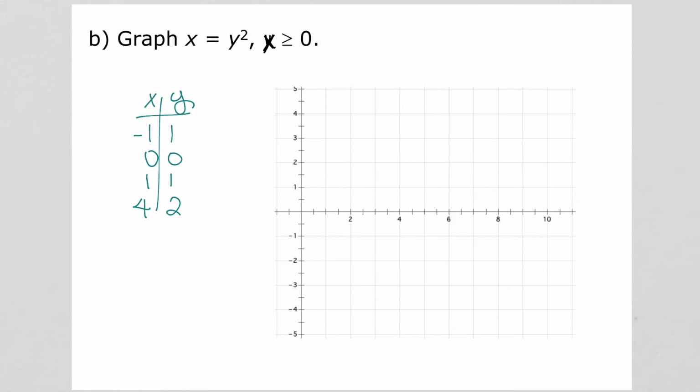Oh, I wrote that wrong. It should be (1, -1). Okay. So (1, -1), (0, 0), (1, 1), and (4, 2). Now, since y equals x squared was symmetric with respect to the y-axis, then guess what? X equals y squared is symmetric with respect to the x-axis. So this point is also down here. And so what we get is a parabola turned on its side. This time we don't have a function, but it still is a graph.